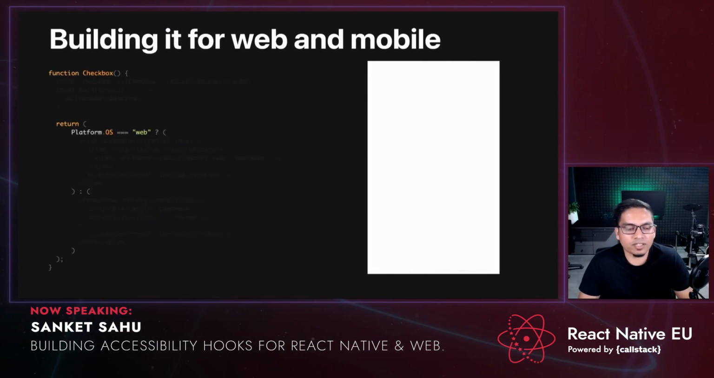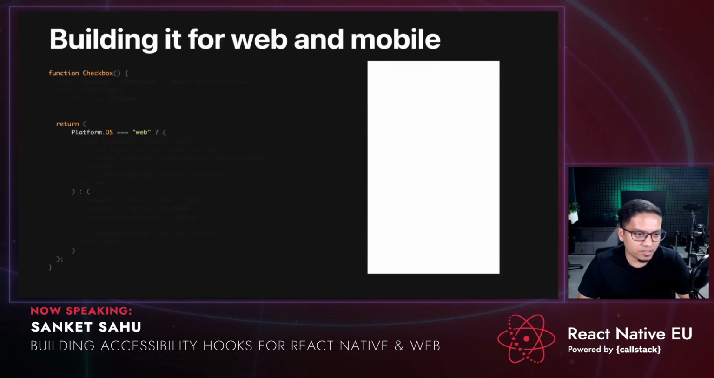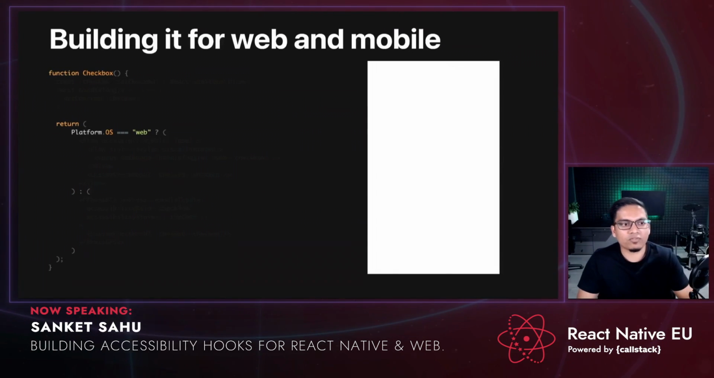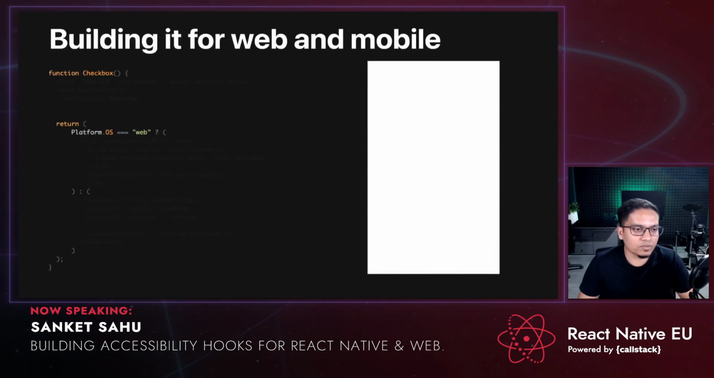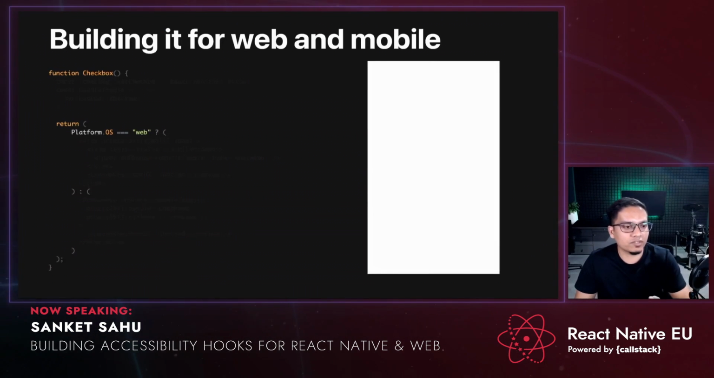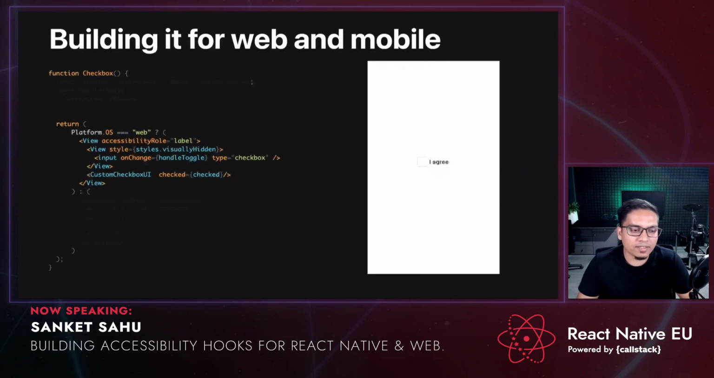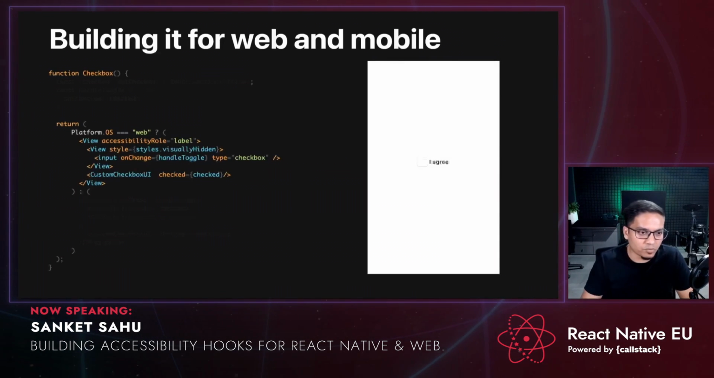The first default thing that comes to our mind is handling the keyboard versus handling the touch events. So here's a quick example of how we can make the same checkbox UI accessible on different platforms. We can write some conditionals with Platform.OS as web, and if it is web, then use the native input and write the onChange and type as checkbox.